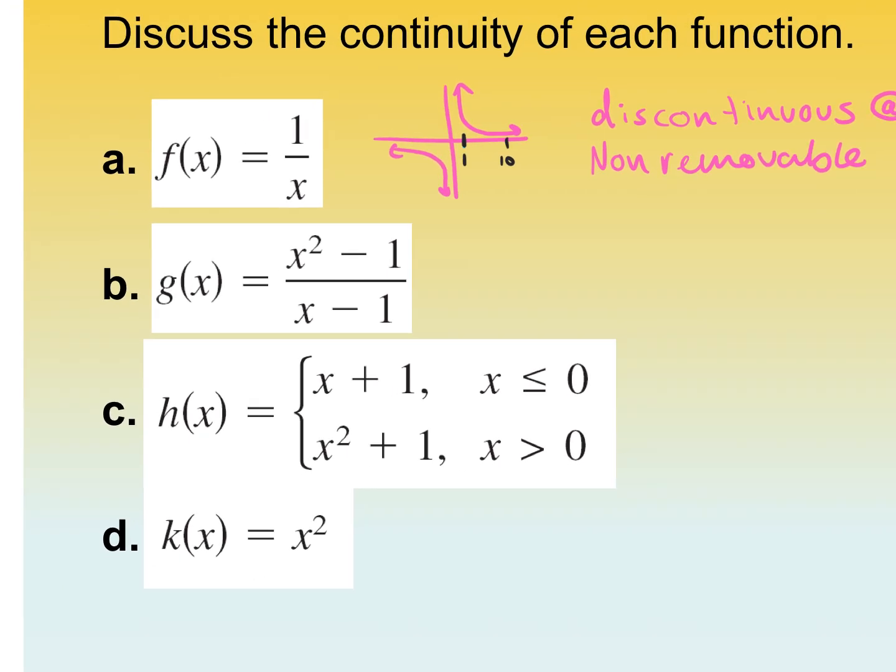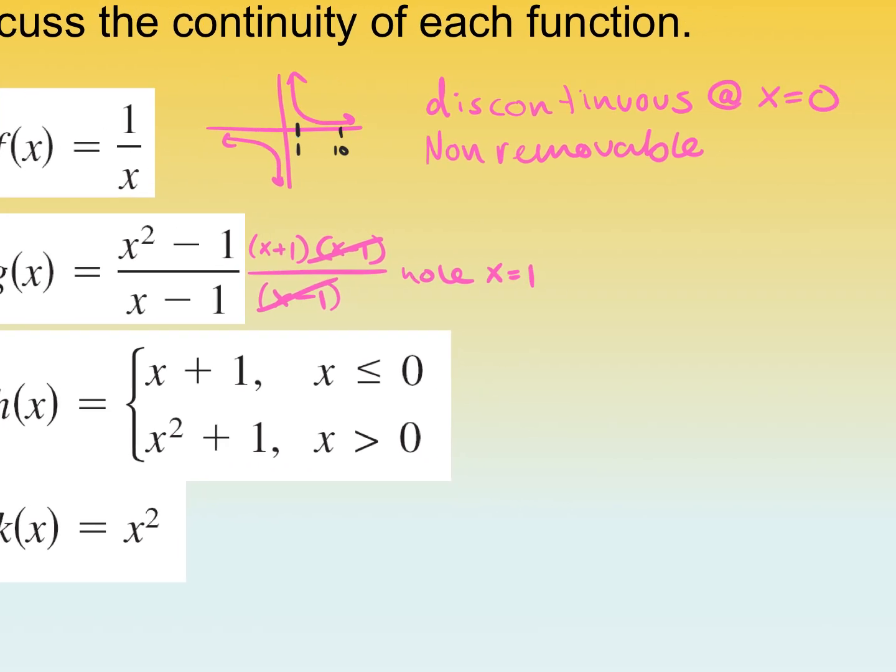Let's look at B. So let's graph B first. Let's simplify. How can I factor the numerator? X plus 1, x minus 1 over x minus 1. Does anything cancel? The x minus 1s. So we have a hole where? At x equals what? 1. So we've got a hole at x equals 1 because it canceled out.